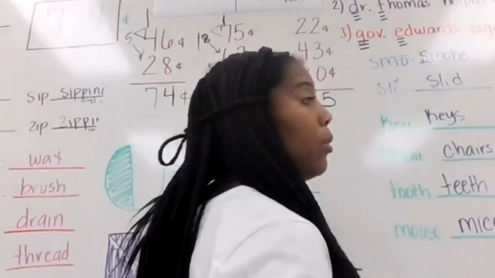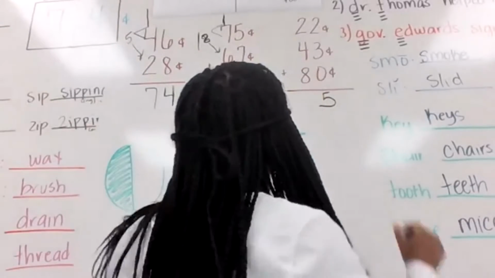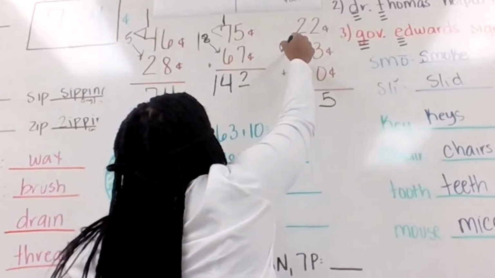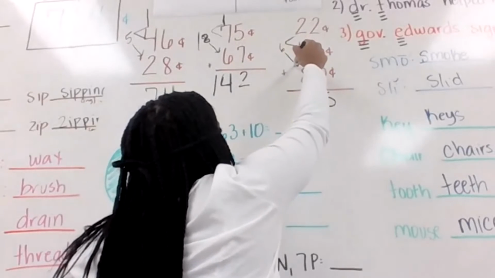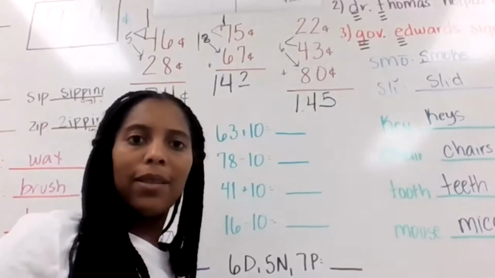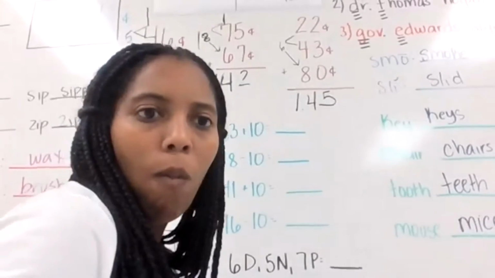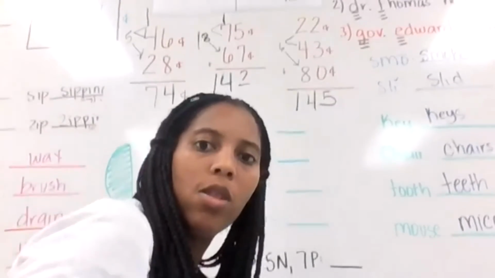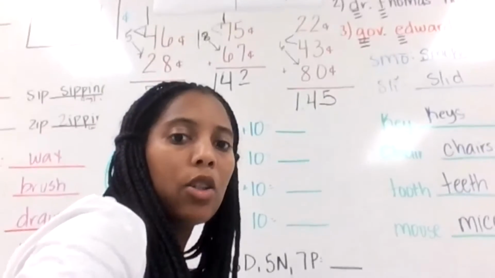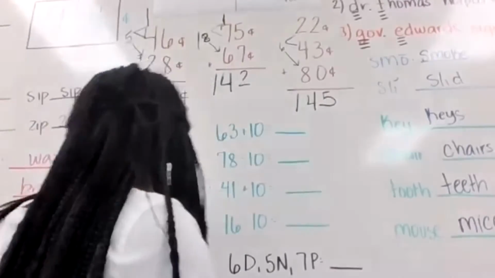All right, now what do I do? 2 plus 4 is 6. And 6 plus 8 is 14. So that should have been $1.45. Everybody had this? Yep. Making sure. Okay, let's do another one.